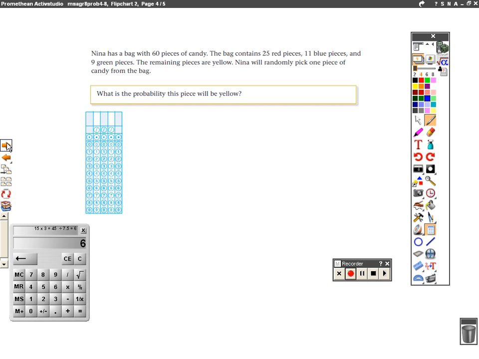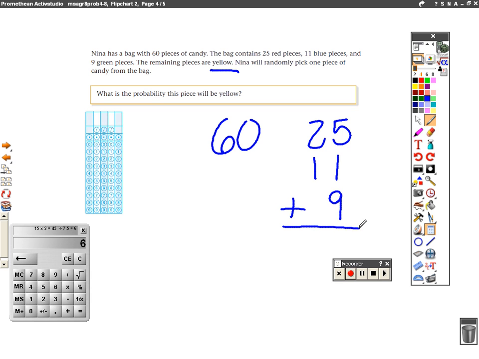Nina has a bag with 60 pieces of candy. The bag contains 25 red pieces, 11 blue, and 9 green. The remaining pieces are yellow. Nina will randomly pick one piece of candy from the bag. What is the probability it will be yellow? Well, first of all, we need to know how many yellow pieces there are. So there's 60 in the bag total, and I know that there's 25 red, 11 blue, and 9 green. And when I add these up, that gives me 45. And 60 minus 45 is 15. So there's 15 yellow pieces, but they want to know the probability.